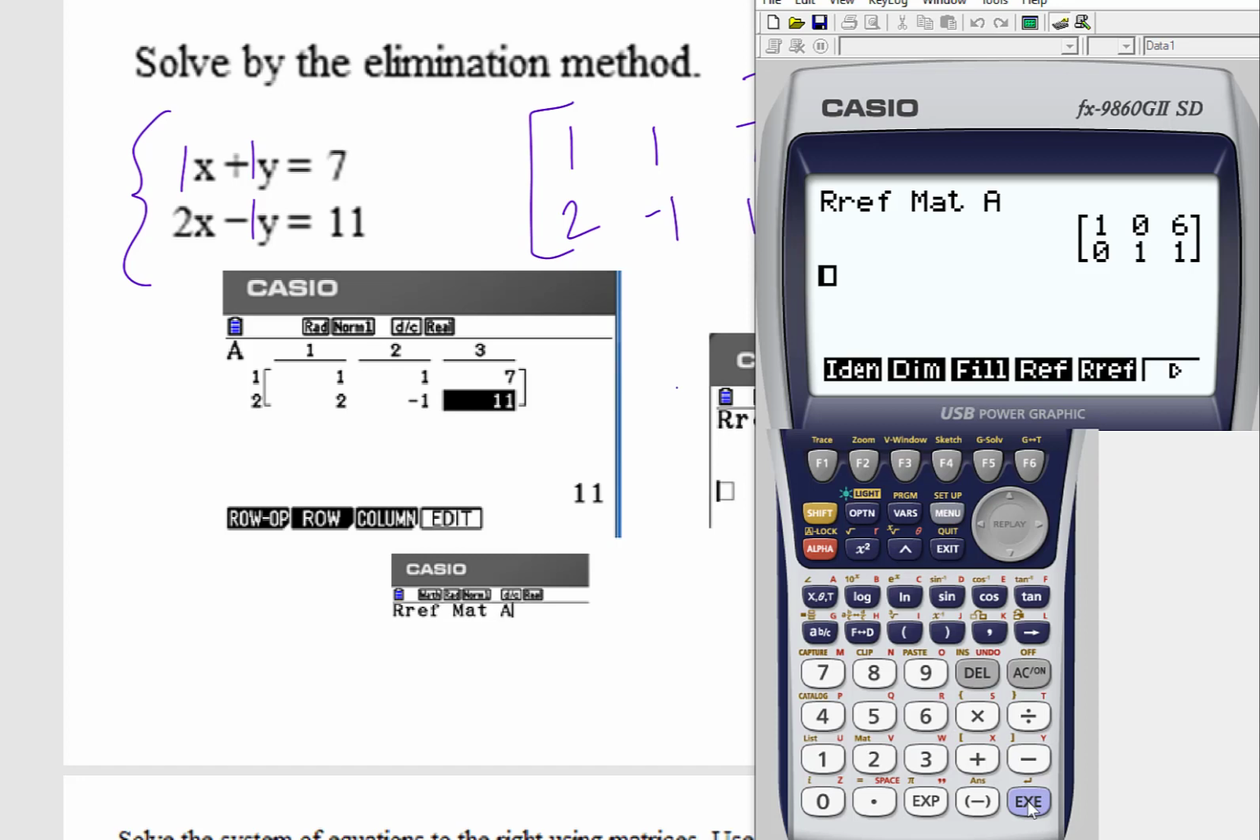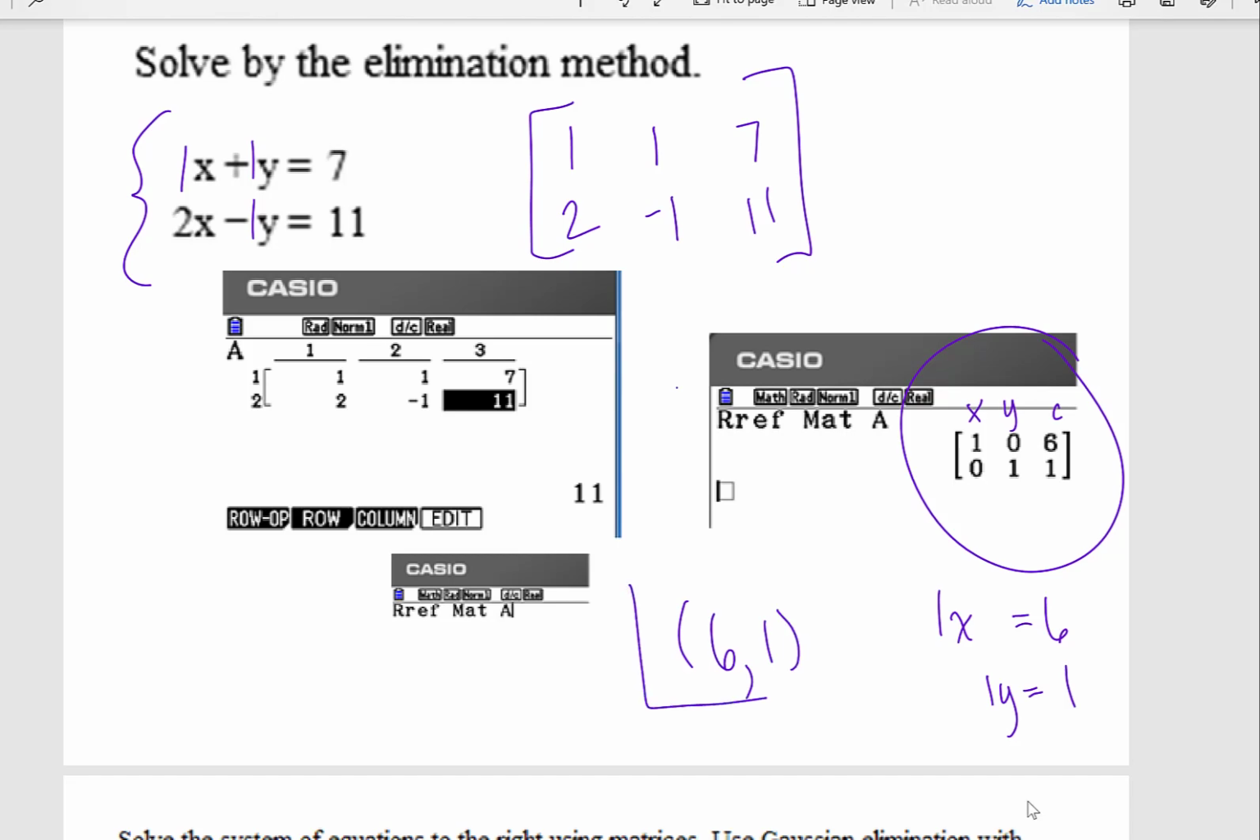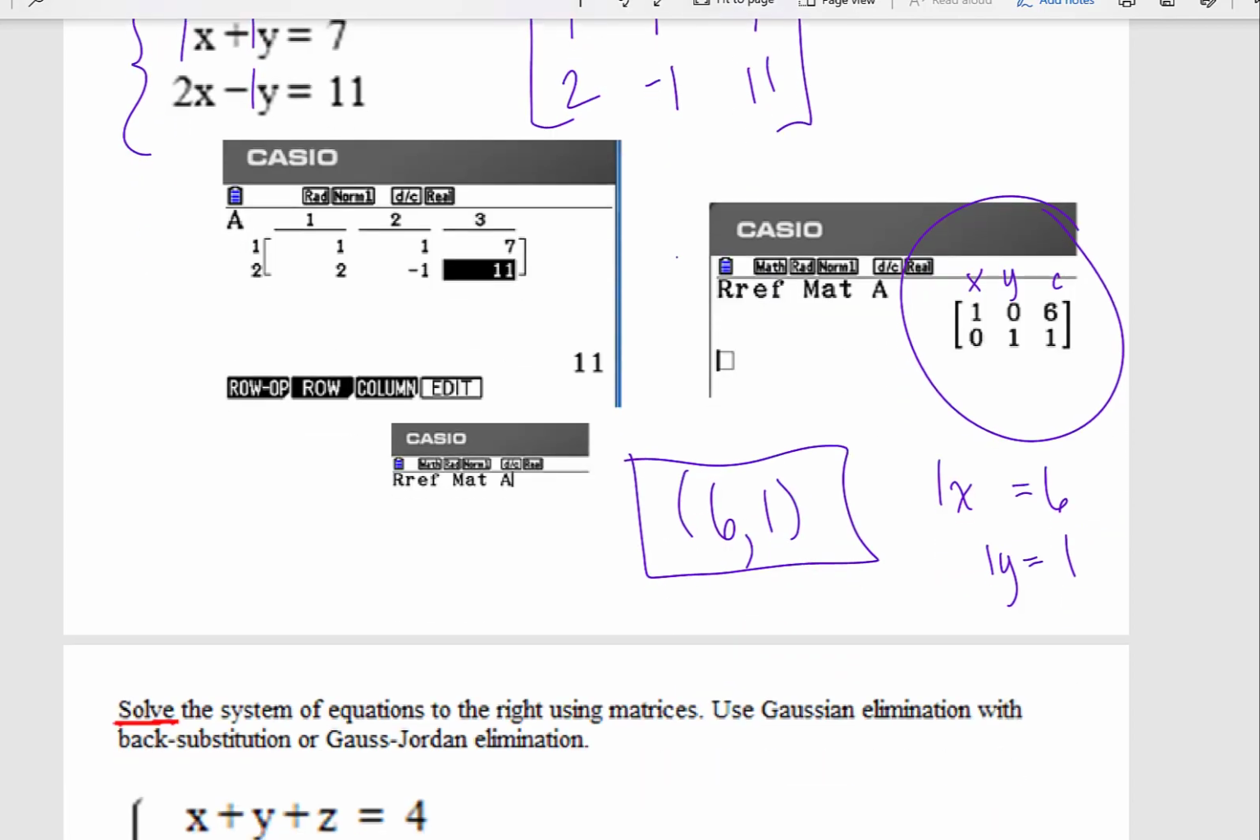So it gives us that. And remember that first column, so let me go back to this screen. So this is what it gives me, right? And remember this first column is my X's, my Y's, and then this was my constant. So I have 1X equals 6, 1Y equals 1. And indeed, we said that our solution was 6, 1. So much easier than actually trying to do the math. This problem wasn't that bad, but the ones that we're going to get to, you'll much rather take this approach.